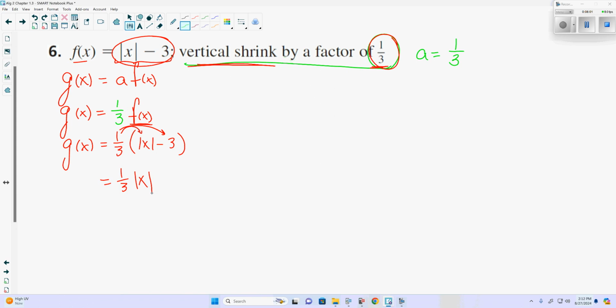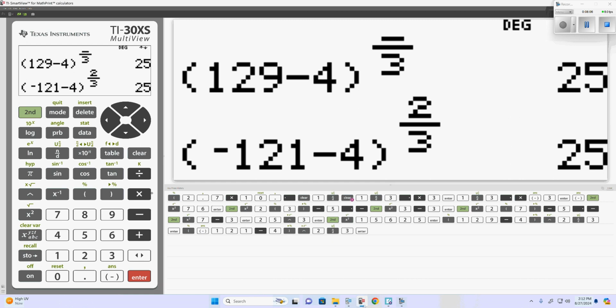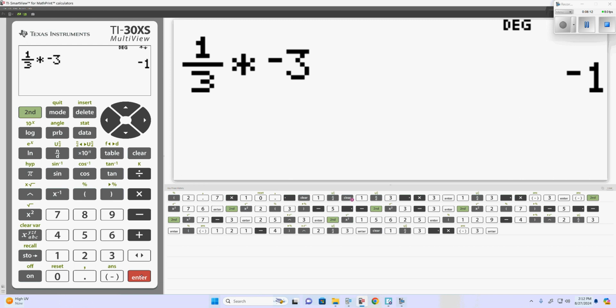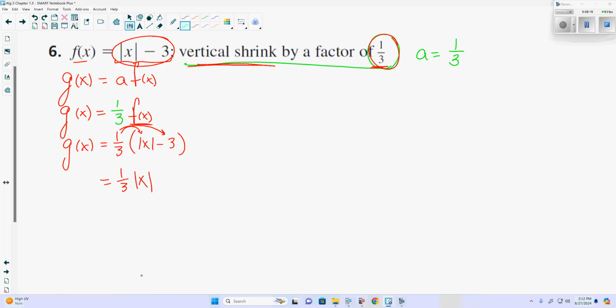Now, the other thing we have to do is 1/3 times negative 3. One-third times negative 3 is negative 1. And that's it. So the biggest thing with all these here is just stick to these general forms for when you're applying one transformation or the next.